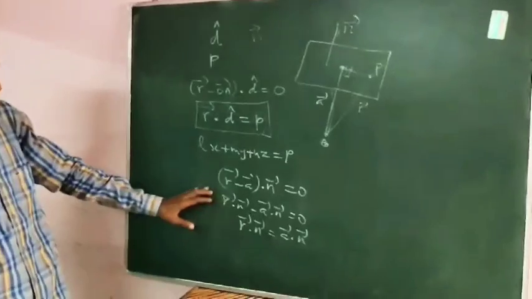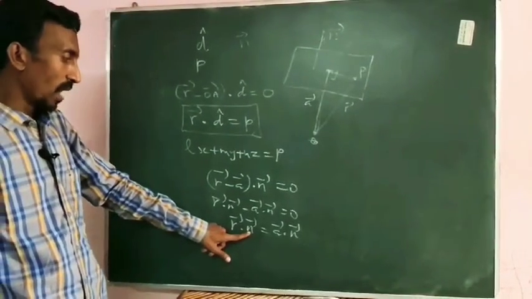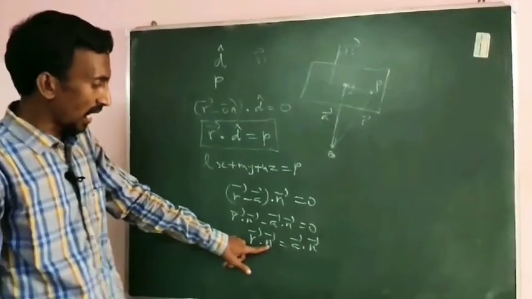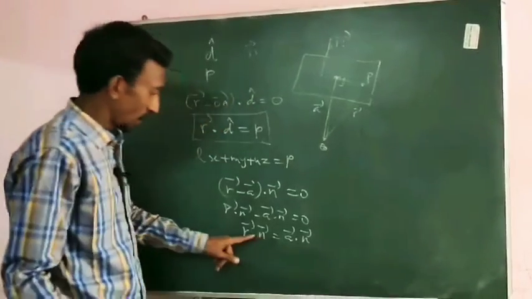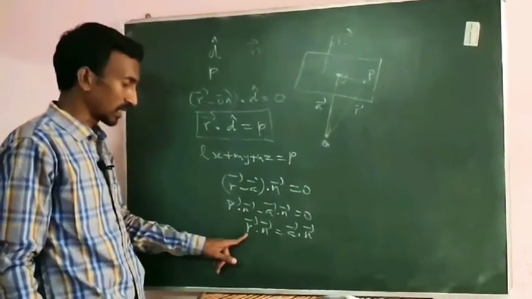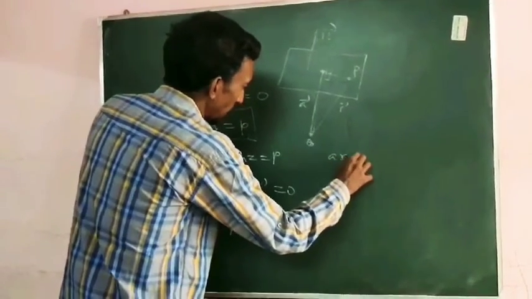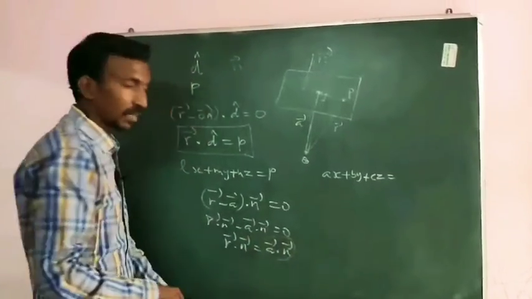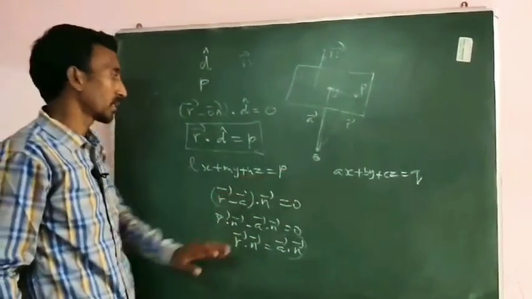Similarly, if we find the Cartesian form, imagine N is Ai plus Bj plus Ck, and obviously R is Xi plus Yj plus Zk. We get Ax plus By plus Cz. A dot N is nothing but a scalar value, we can imagine it as some q. So it is the Cartesian form.